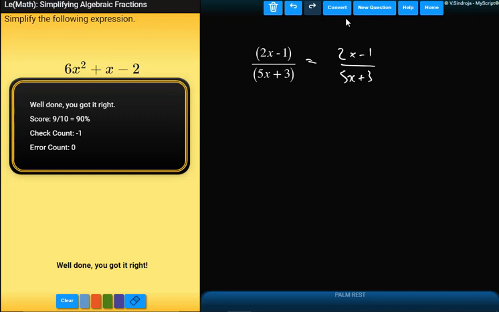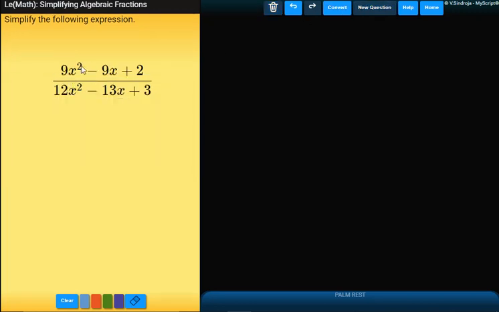So the idea is, if we look at the new question, the idea is you've got to get the top into double brackets and the bottom into double brackets, and then one of them will cancel out, okay?